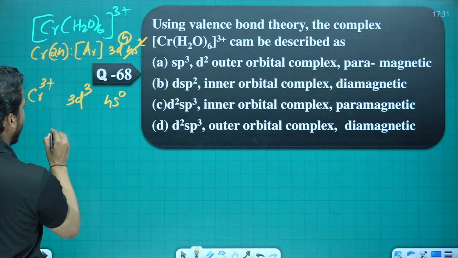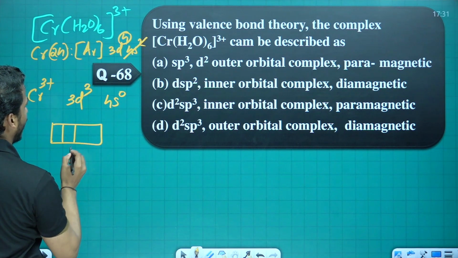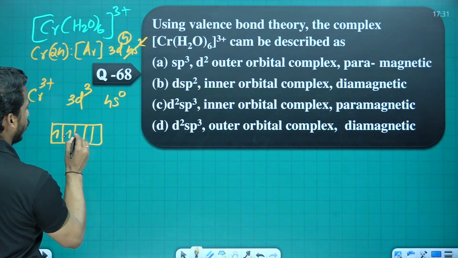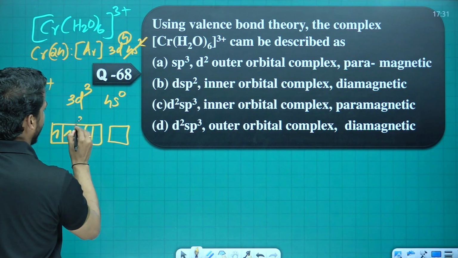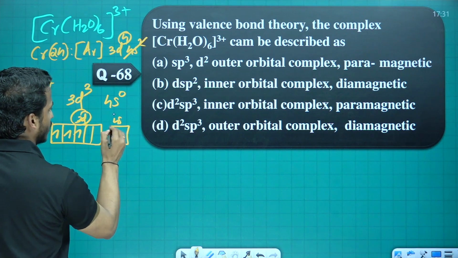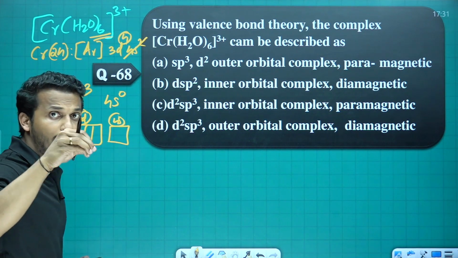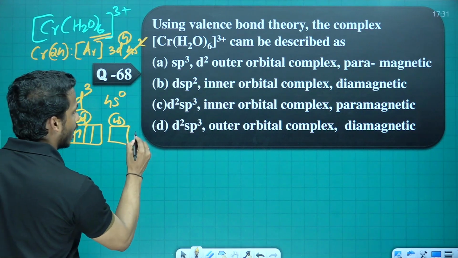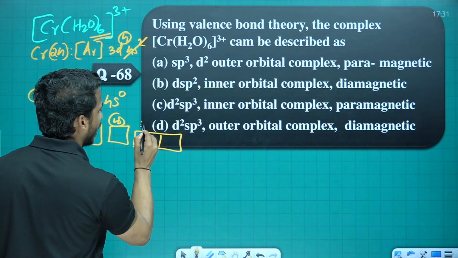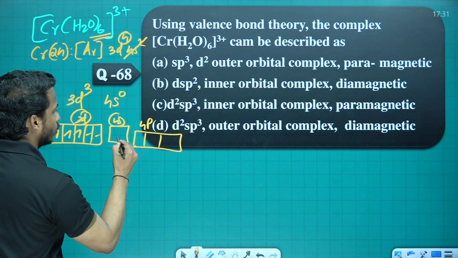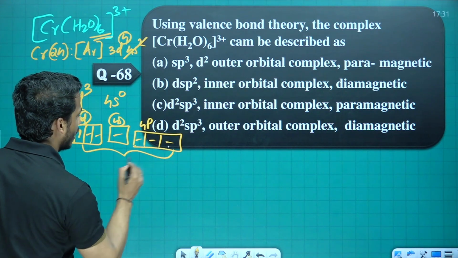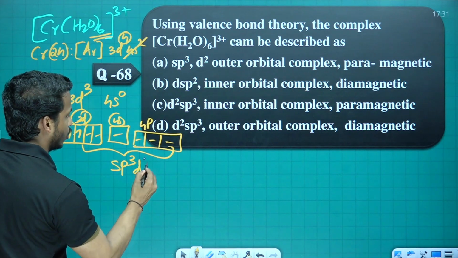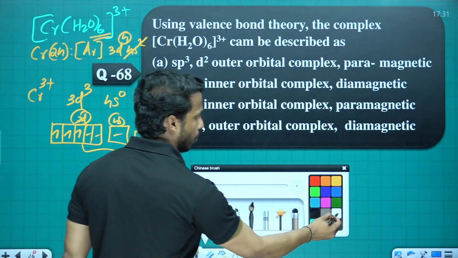H2O is a weak ligand, so electrons do not undergo pairing. So we can write 1, 2, 3, and 4s is here. This is 3d, this is 4s. Total 6 ligands we have to place, so 6 vacant orbitals we need. We have only 3 now. So after 4s we can take 4p, and 4d. So 1, 2, 3, 4, 5, 6 we can take. So you will get sp3d2 octahedral complex, right?